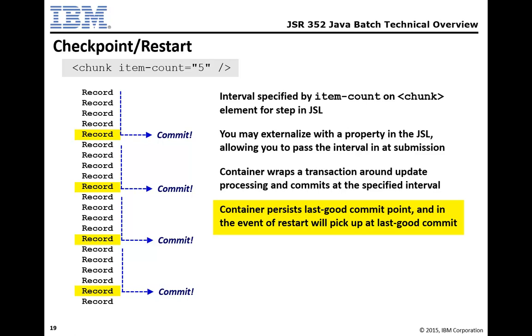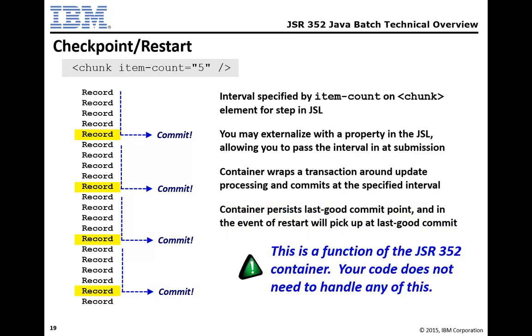If the job step fails at some point before a checkpoint interval, the container will process a rollback to the last good checkpoint. The value of this is that it's all managed by the container. Your code does not need to get involved in the looping or keeping count of the loops or starting a transaction or committing the transaction. That's all the responsibility of the JSR352 container.